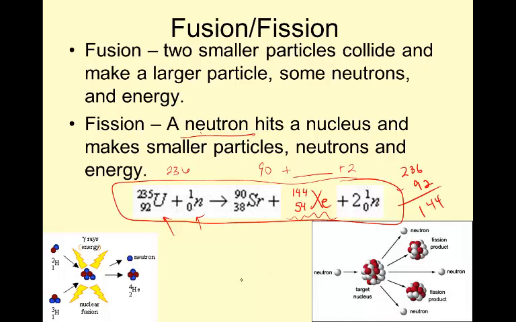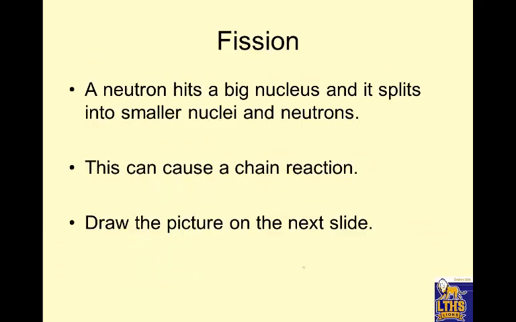So here's 2 pictures. Which one's fusion? Well, 2 small things make a bigger one. So this is fused together. All right. This is one big thing makes smaller ones, so this is fission, fish apart. Fission splits.